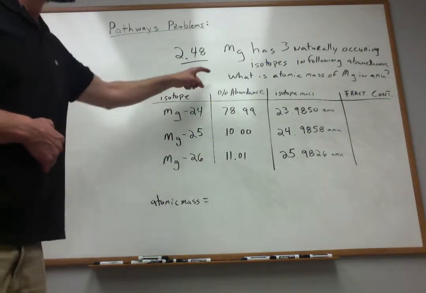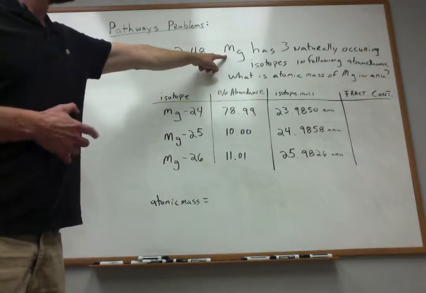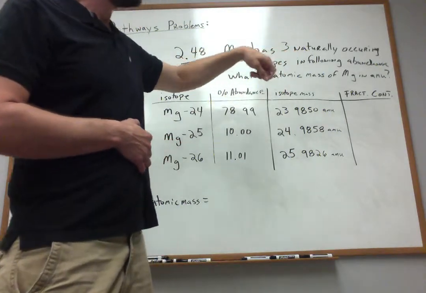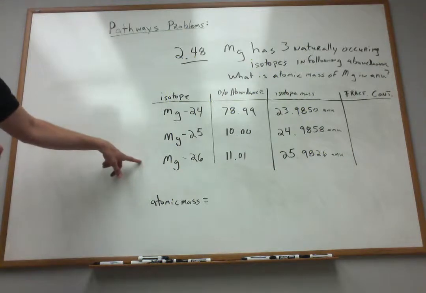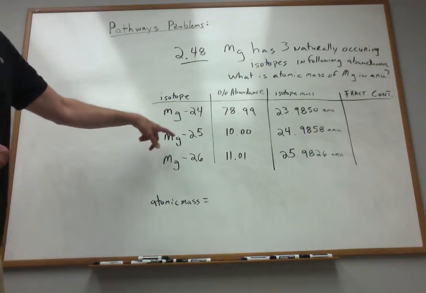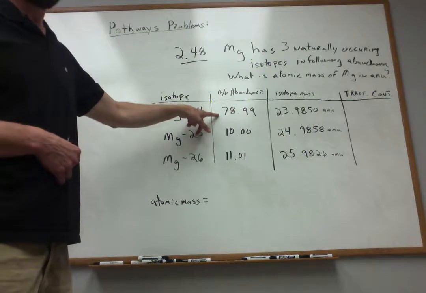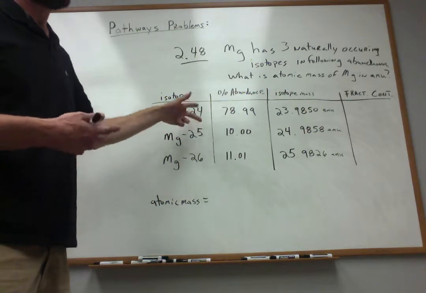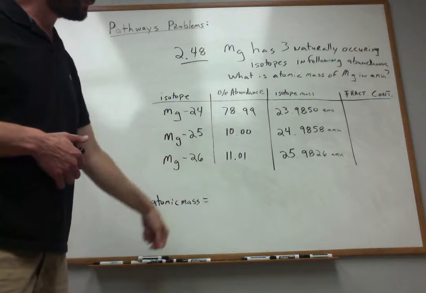So what we're asked to do here is compute the atomic mass of magnesium in atomic mass units, or AMU, given the information that magnesium has 3 naturally occurring isotopes that are common in the following abundances. Okay, so we have magnesium 24, magnesium 25, and magnesium 26. And we're told in the problem magnesium 24 is by far the most abundant. Just under 79% of all magnesium is this isotope. Magnesium 25 is about 10%, magnesium 26 is a little over 11.